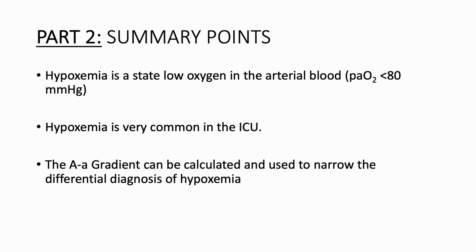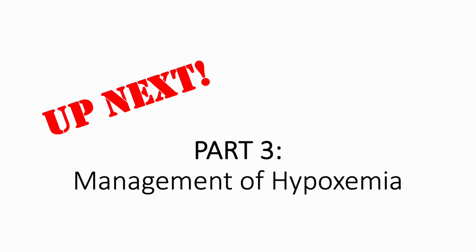And that brings us to the end of part 2 of this learning module. We defined hypoxemia as having a PaO2 of less than 80 millimeters of mercury on an arterial blood gas sample, and discussed the burden of hypoxemia and common etiologies for hypoxemia in the ICU. We also introduced the concept of the AA gradient and reviewed how to calculate it and use it to narrow our differential of hypoxemia.